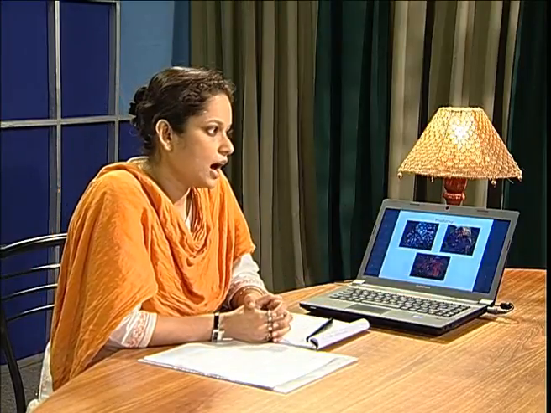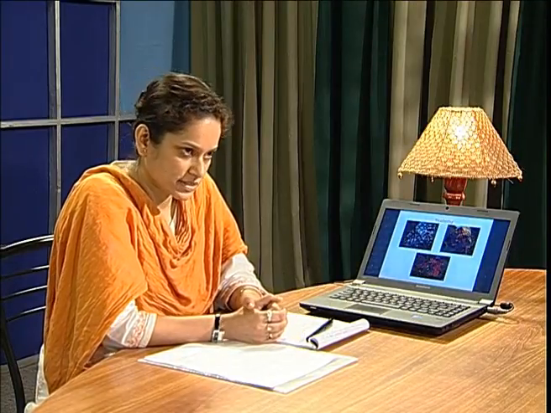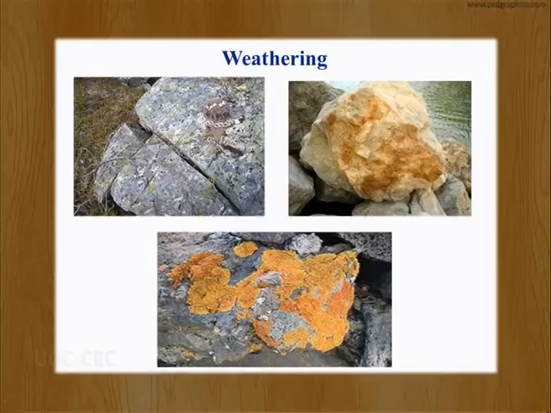Now let us see how soil formation takes place. The process of soil formation is known as pedogenesis. The soil is formed through the disintegration of large rocks. The disintegration process is known as weathering of rocks. The weathering of rocks can be brought about by different agents.